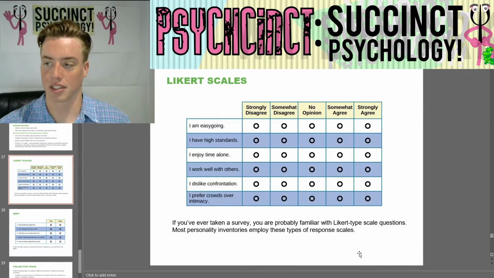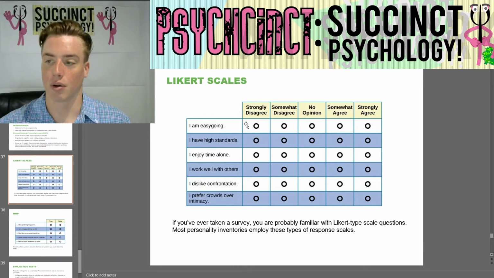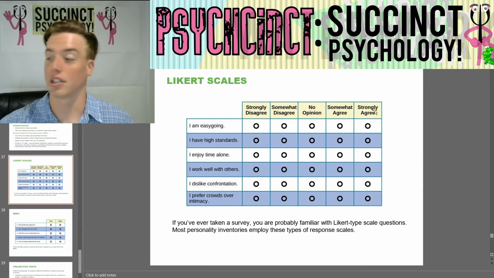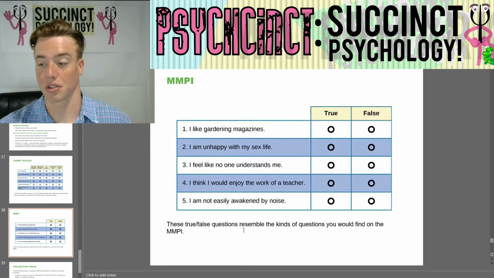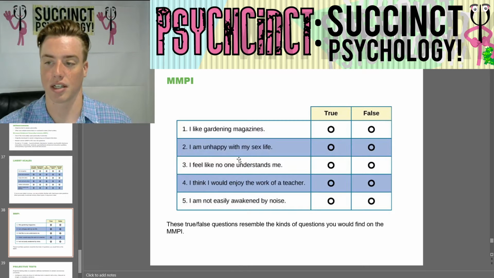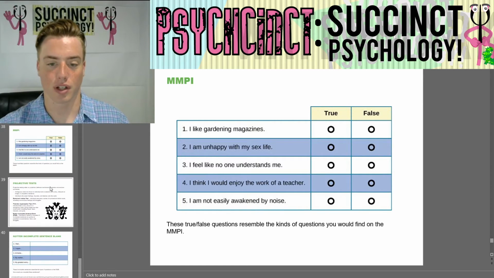So Likert scales, this is like an example of one. If you've ever taken a survey, you're probably familiar with Likert type scale questions. Most personality inventories employ these types of response scales. So they will ask you a question, I'm easygoing, and then you indicate whether you strongly disagree or strongly agree, or no opinion, somewhat disagree, somewhat agree. I've seen these a million times. On the MMPI, these true-false questions resemble the kinds of questions you would find on the MMPI. So, I like gardening magazines. You choose true or false. I'm unhappy with my sex life. True or false. So it's less of a variation in your answer choices. You only have true or false.